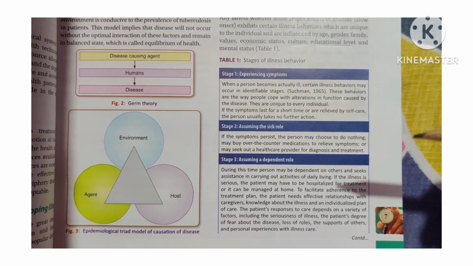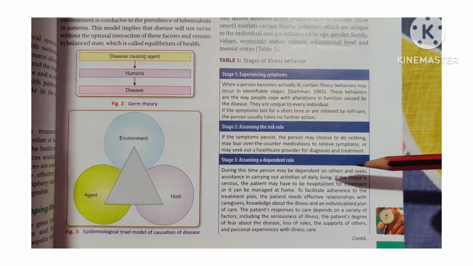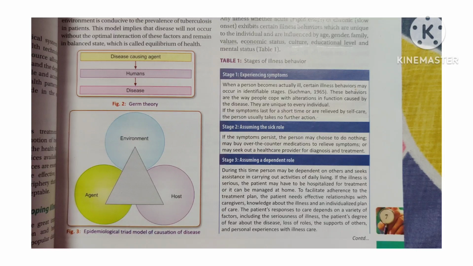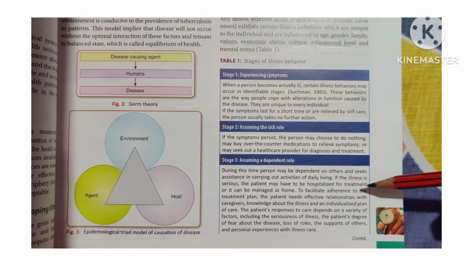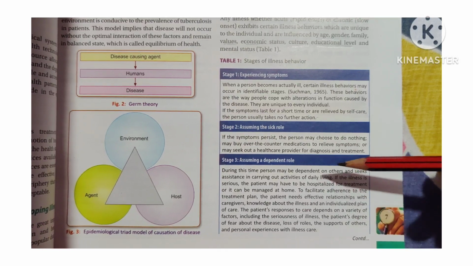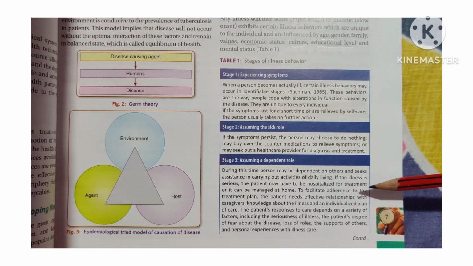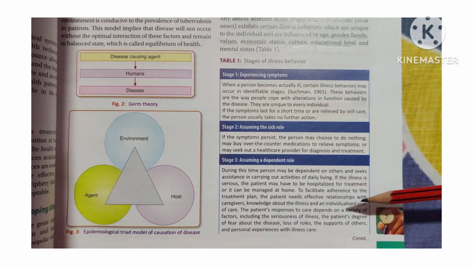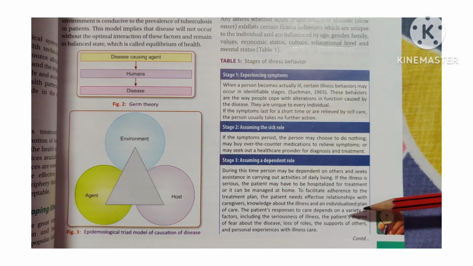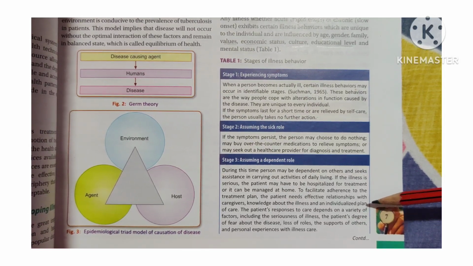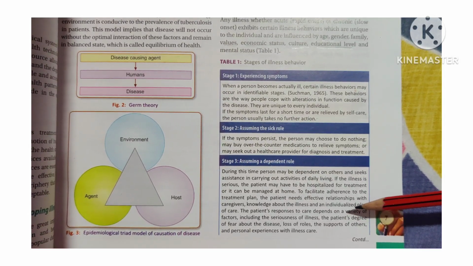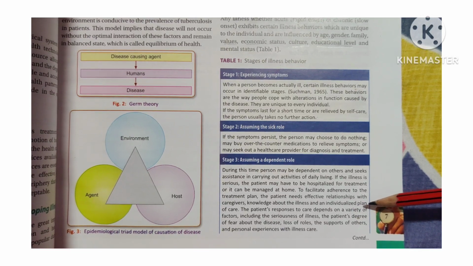So that is called what? Assuming a dependent role. Either you can take help from your family members, or if you are hospitalized, the hospital personnel will be taking care of you. The patient may have to be hospitalized for treatment, or it can be managed at home. To facilitate adherence to the treatment plan, adherence means you have to follow the treatment plan, the patient needs an effective relationship with caregivers, knowledge about the illness, and an individualized plan of care.